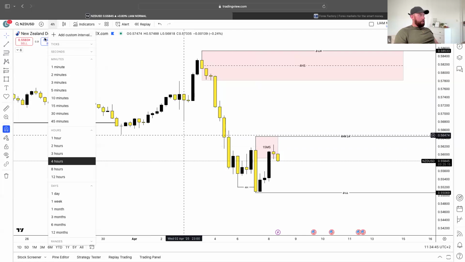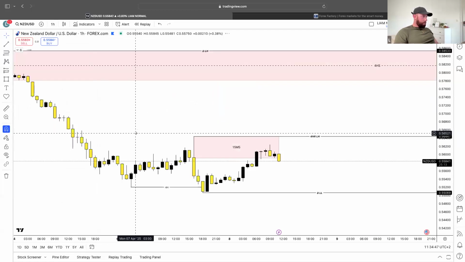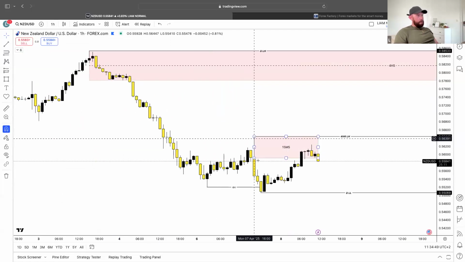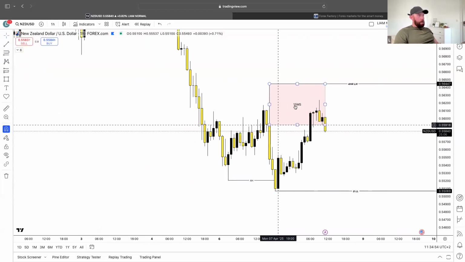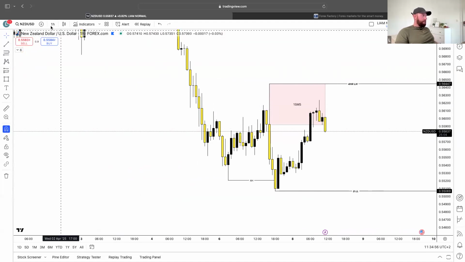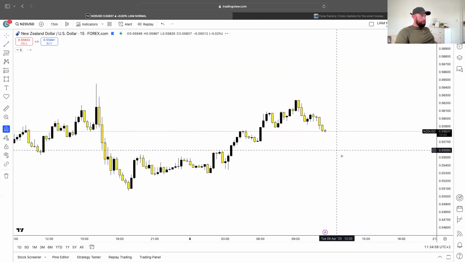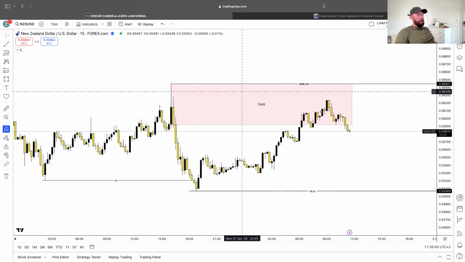Same reason, we've obviously had this pullback and then we had this change here. So that's my 4 hour lower high, 4 hour lower low. We are currently reacting from a 15-minute. So I just dropped down to the 15-minute. It's a bit ugly, but this is my 15-minute supply candle.